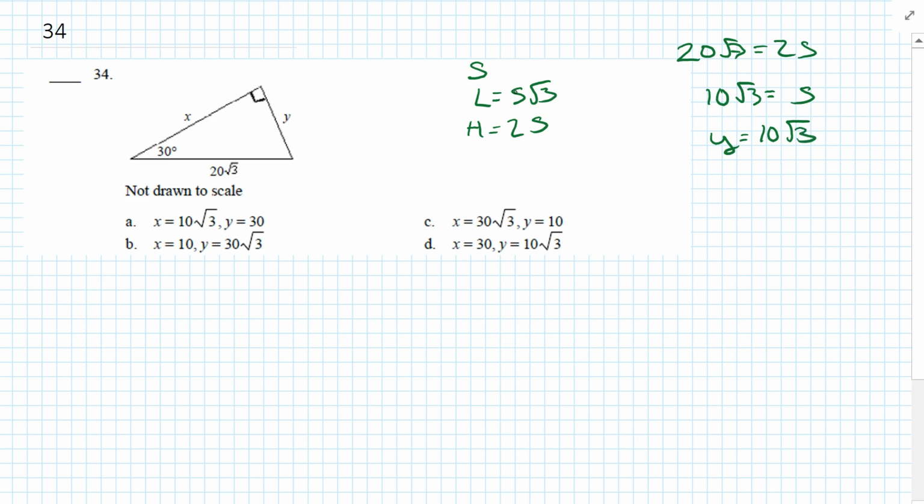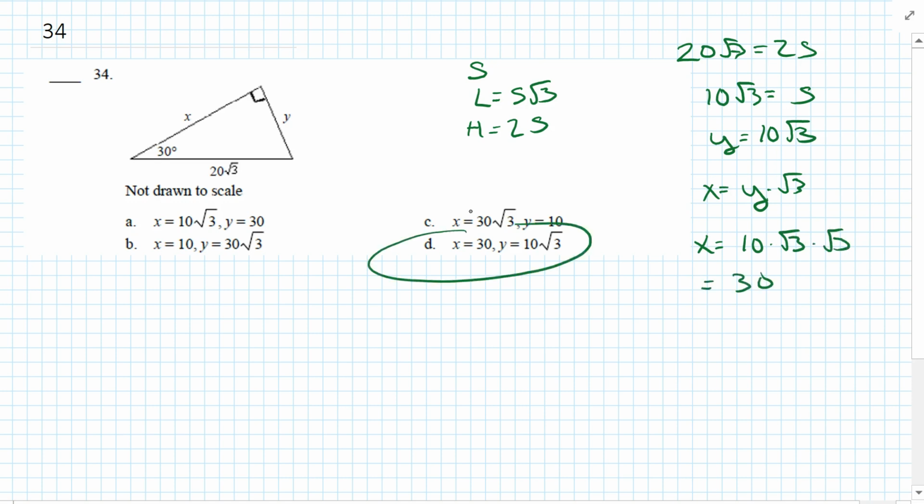Alright, and X, because that's the short side, would be, so X would be Y times the square root of 3. So X is going to be 10 times the square root of 3 times the square root of 3, which would be 30. My answer is D.